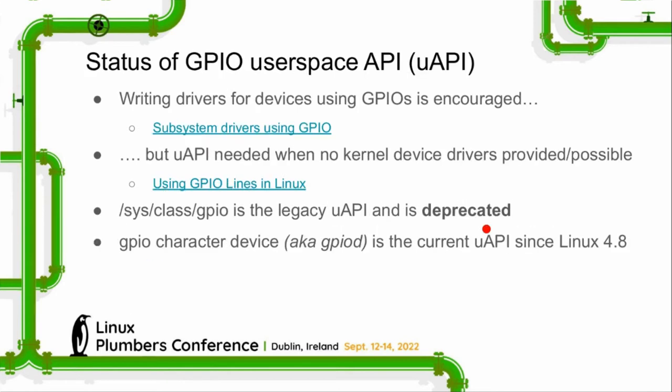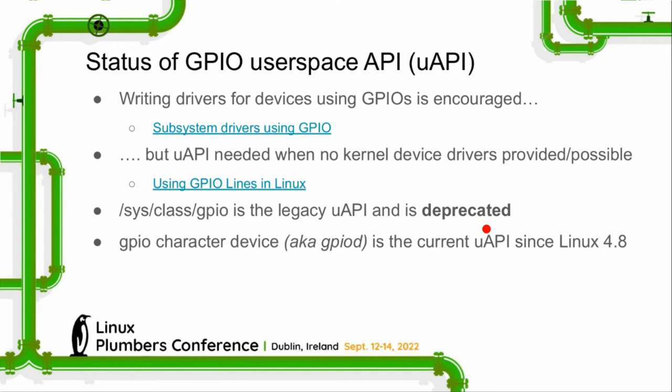So just to give an overview here to get us started. The status of the GPIO user space API, or uAPI. So ideally you would be using kernel drivers for GPIO. There are many subsystem drivers that use GPIO. There's a long list there in the documentation. But there are use cases where you do need to control GPIOs from user space.